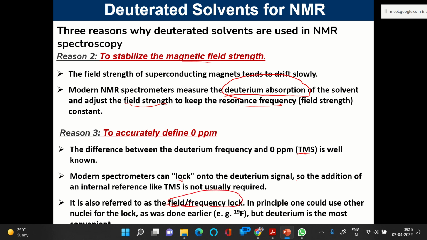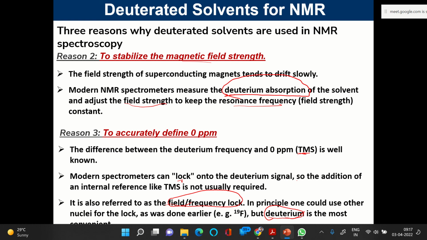We could have used another nuclei such as 19F for the same purpose, but it further increases your expenses. So it is more convenient to have deuterium, it is most convenient for this kind of situation. So these are the reasons why you have deuterated solvents in NMR.